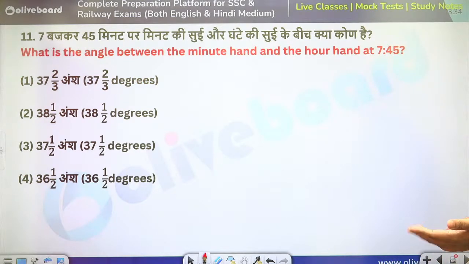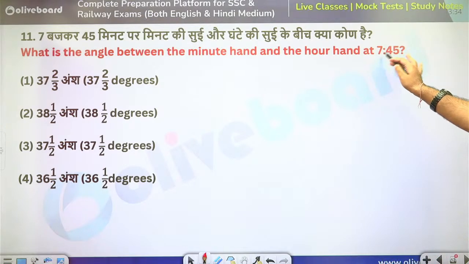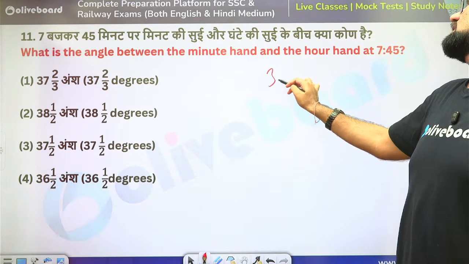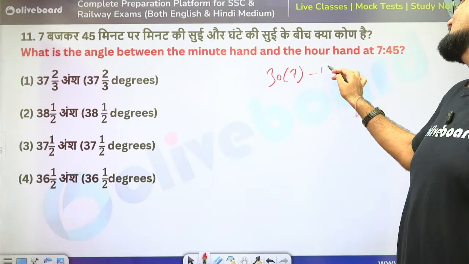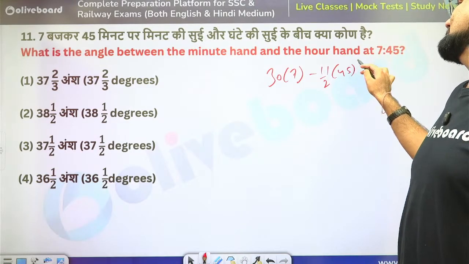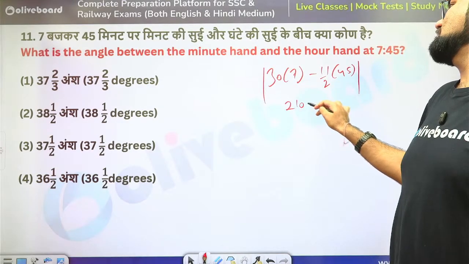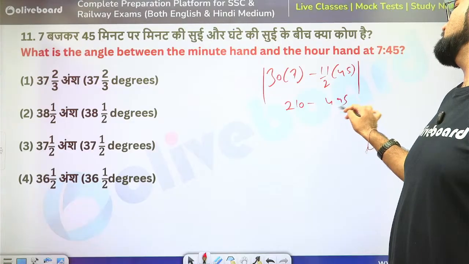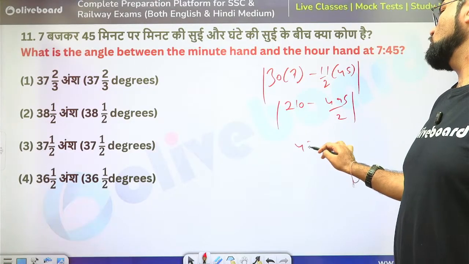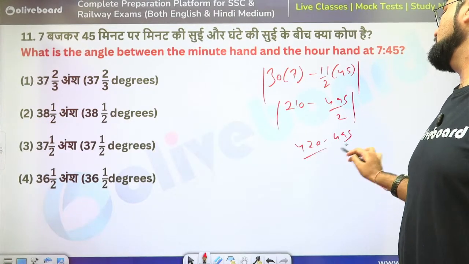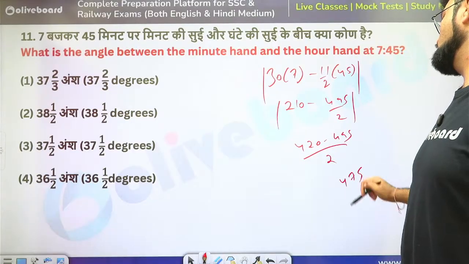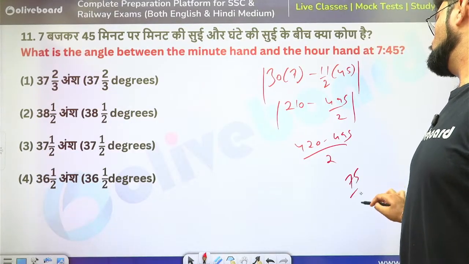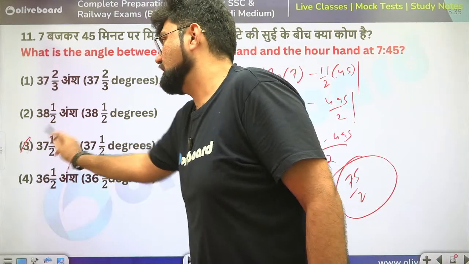Next. What is the angle between the minute hand and the hour hand at 7:45? No ratio here. So we have 30 into h minus 11 by 2 into m. So this is 210 minus 495 by 2. This is 420 minus 495 by 2. So this is 75 by 2. So 37.5. Option 3.